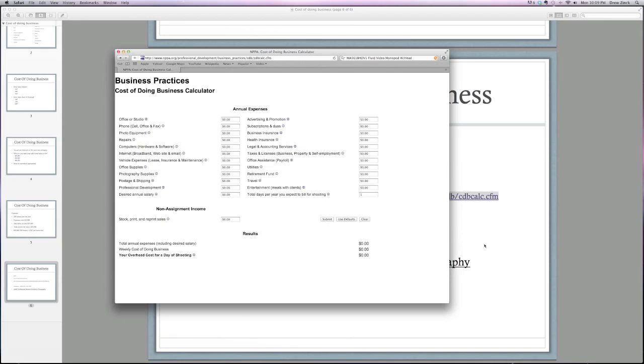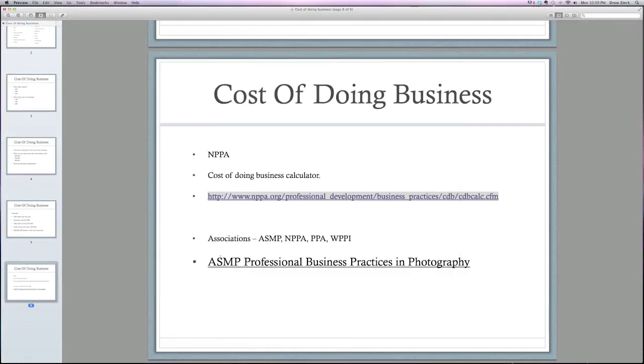Now, something else you're going to want to do too is look at the ASMP's Professional Business Practices in Photography book. It's the Bible for most commercial photographers on how to operate a successful photography business. It gives you tips on, again, the cost of doing business and how to properly price your photography work, but it also gives you tips on everything from copyright to handling clients and just everything. It's a great book. It's, I don't know, probably 250 pages. I actually have 2 copies of it. It's definitely a book that you should be taking a look at.